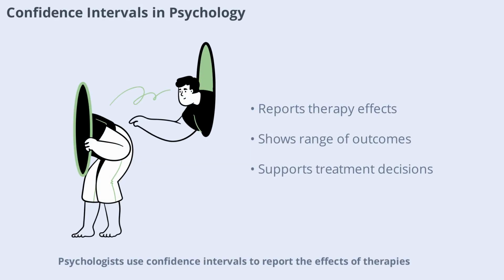Psychologists use confidence intervals to report the effects of therapies, interventions, and experiments. For example, a study might show that a therapy reduces anxiety by a certain amount, with a confidence interval to show the range of possible effects. This helps practitioners and researchers judge the effectiveness of treatments.